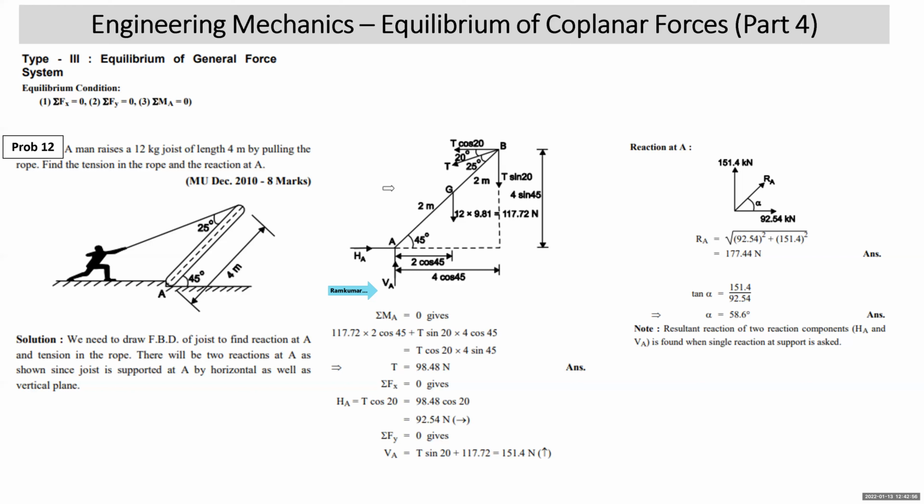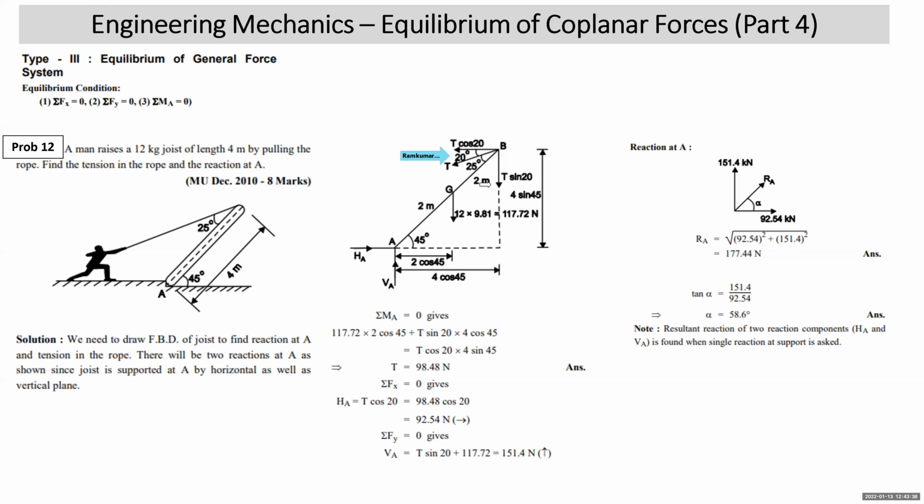Come to point B. At B, there is a tension in the rope. It is at 25 degrees with the joist. The joist makes an angle of 45 with the horizontal at B. Again, I repeat, this angle is 45. So the alternate angle of this bar with the horizontal is 45, and 45 minus 25 is 20. Can you see that?